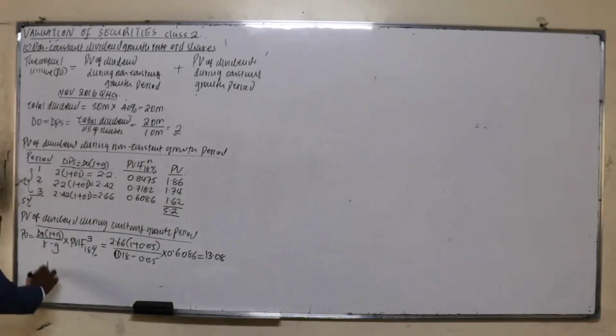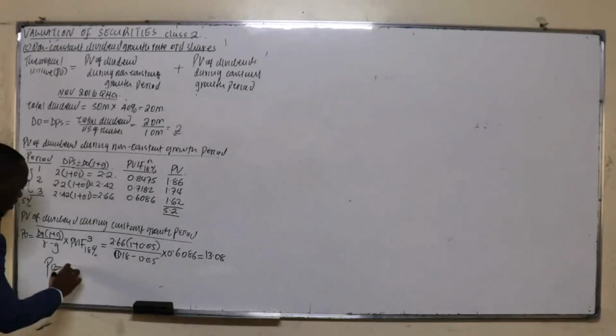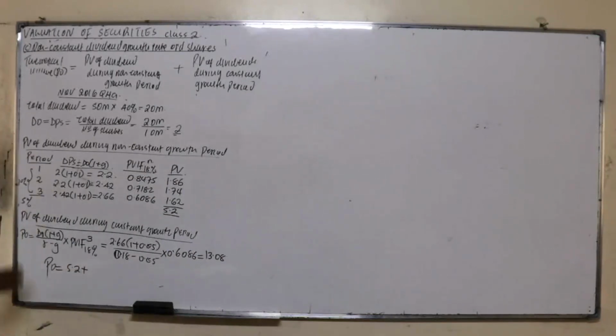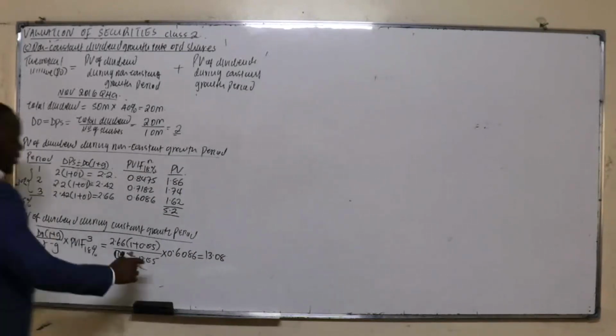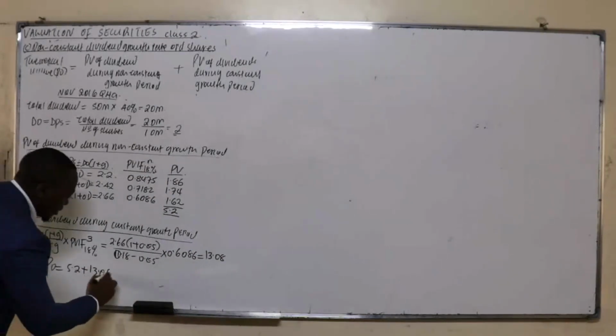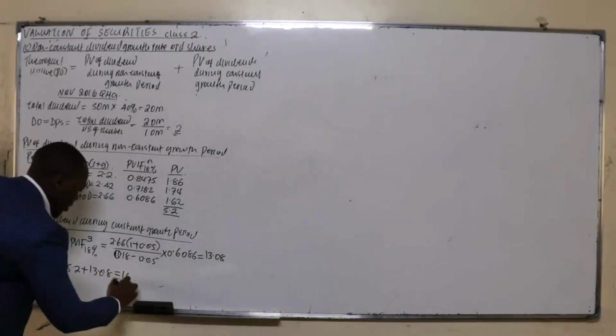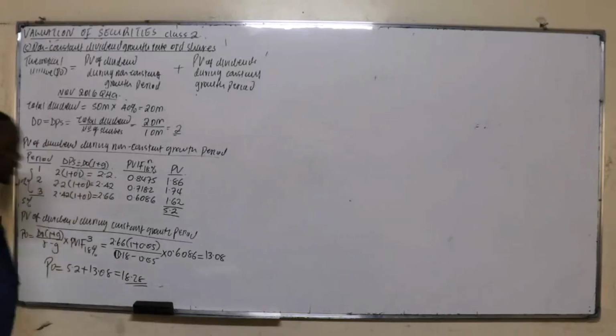Thirteen point zero eight. So that means the intrinsic value: you take the present value of the dividends during the non-constant growth period, which is 5.2, then you add the present value during the constant growth period, 13.08, and you get 18.28. Good.